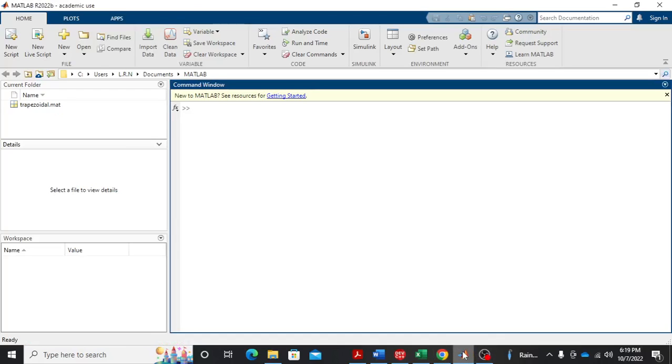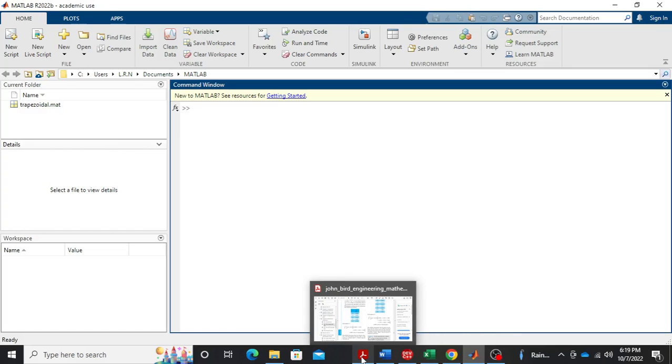Okay, so today I will show you how to implement trapezoidal rule using MATLAB, and after that I will show how to implement bisection method through C++. So first, what is a trapezoidal rule?